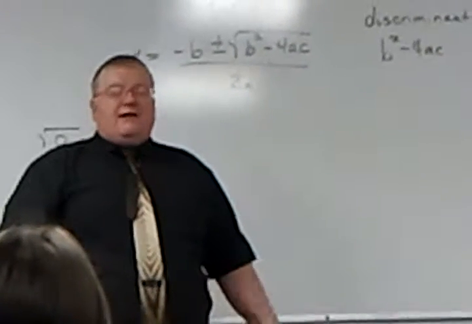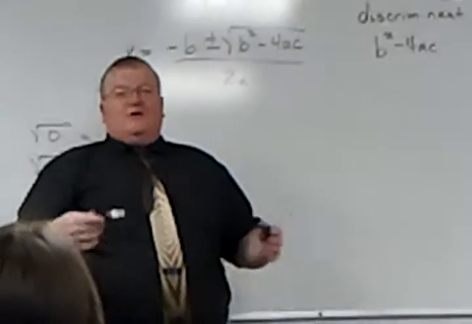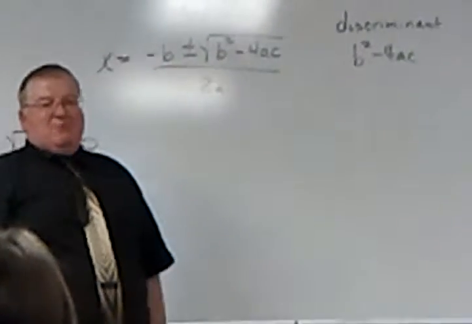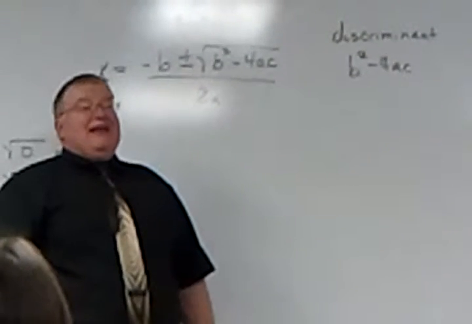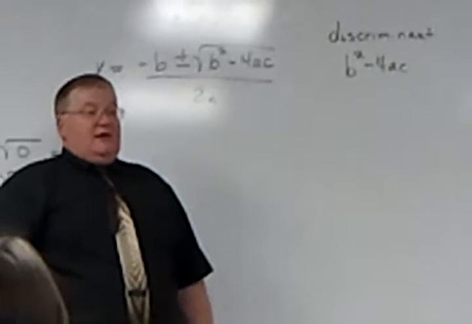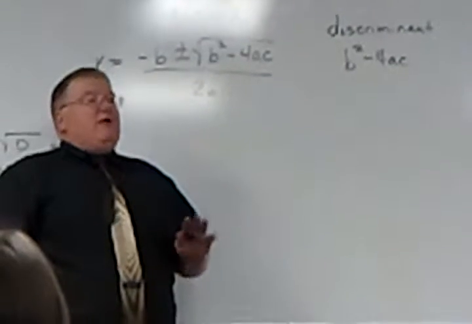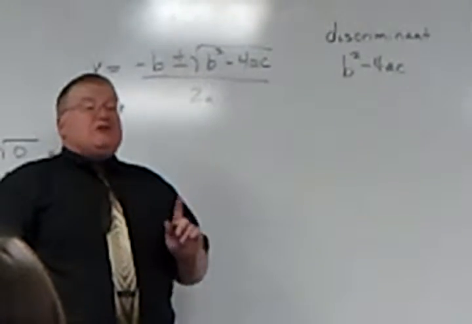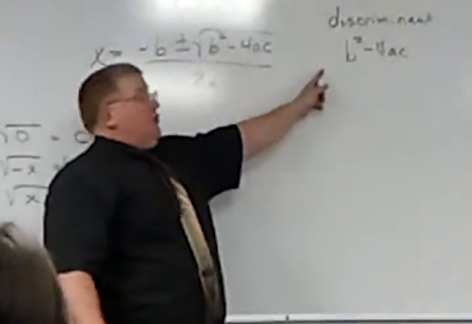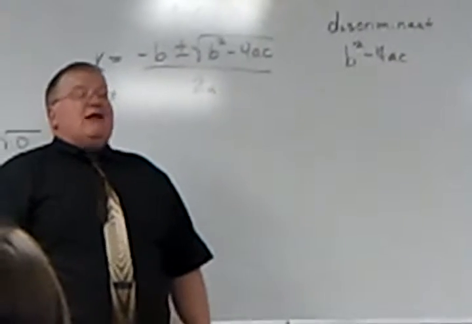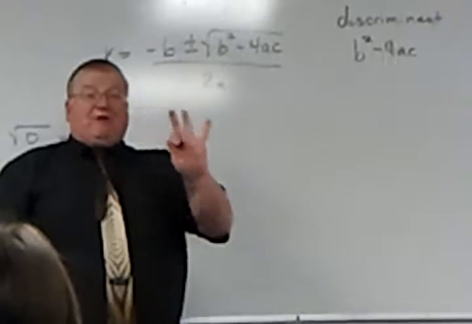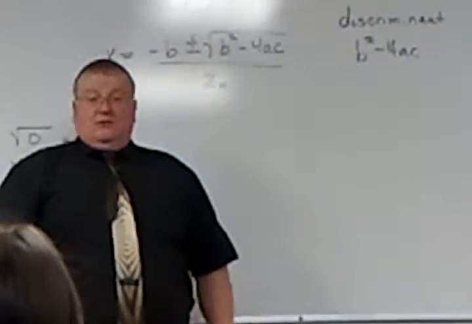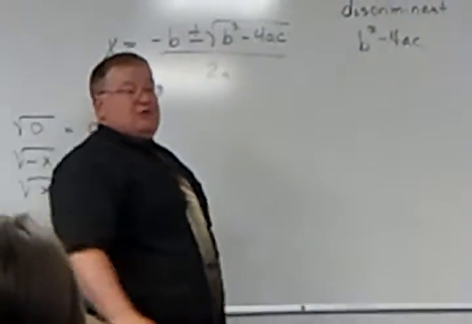Because I get tired of repeating lessons. Because we're not paying attention now. So b squared minus 4ac. That is the discriminant. Now, when the problem says use the discriminant to answer the following problem, it wants one of three answers.